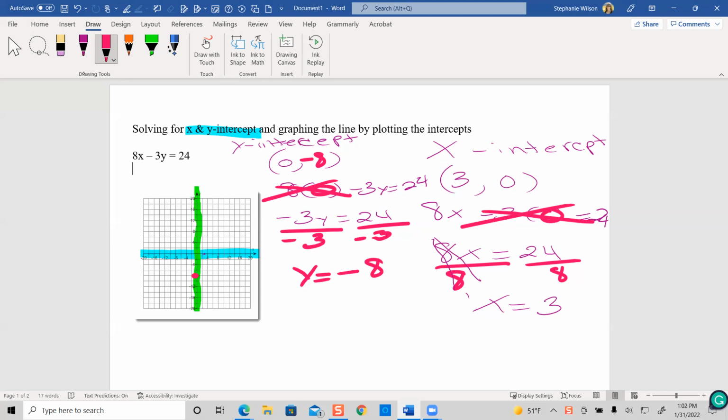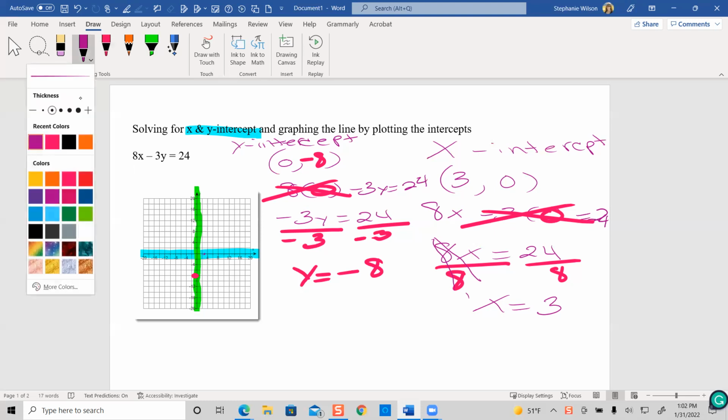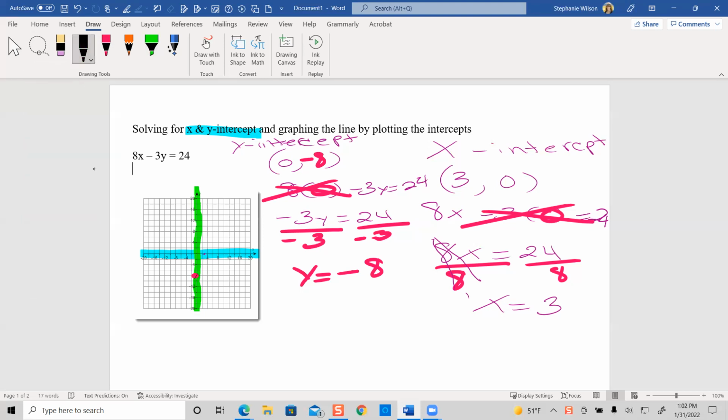And now, in order to graph a linear line, a straight line, all we need is 2 points, and this works out perfect. We got our 2 points. We got the intercepts. They cross right here. Try to draw a straight line. So that is solving for X and Y intercept.